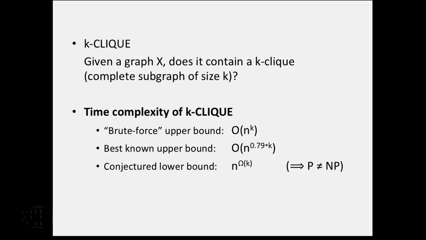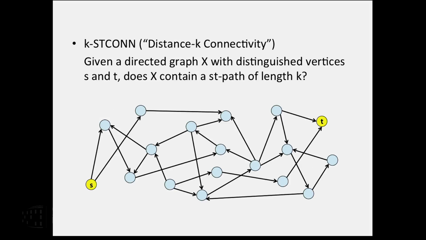The k-clique problem is extremely important in complexity theory. As for its time complexity, there's a brute force upper bound of order n to the k, simply by searching over all possible k-cliques. Somewhat better upper bounds are known using fast matrix multiplication. You can get n to some constant less than 1 times k. But it's believed that n to the omega k is really a lower bound for this problem. And if you could prove this for all k, or even for any growing sequence of values k, then you would separate P from NP. So k-clique is a very important problem.